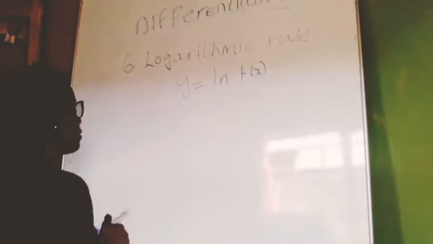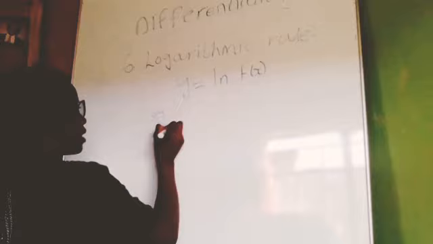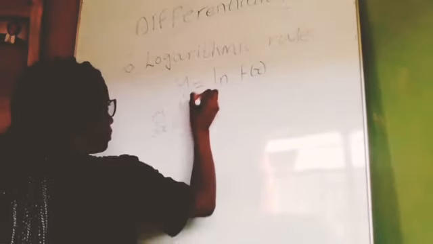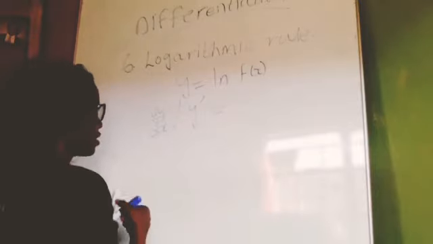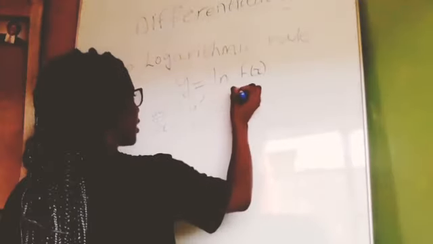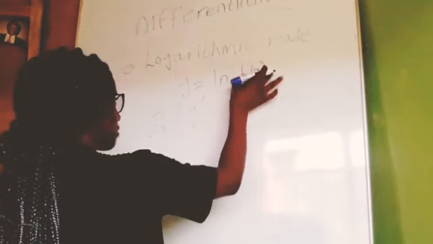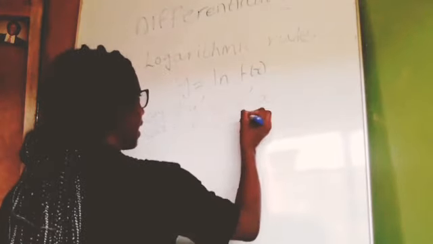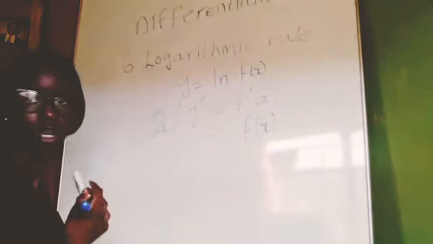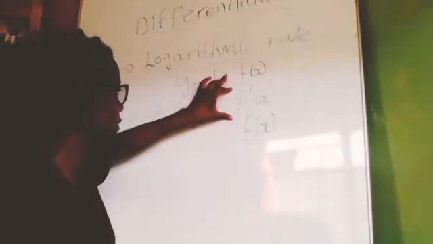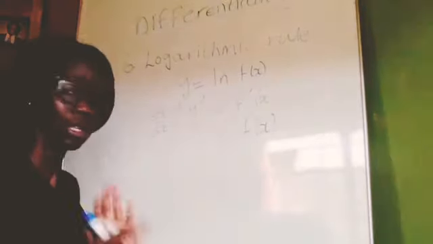So to get the derivative, dy/dx or y prime is equal to f prime of x, which is just the derivative of this function, over the whole function. Repeat the function. I hope that's clear. The derivative of the function over the function itself. So let's use numbers.